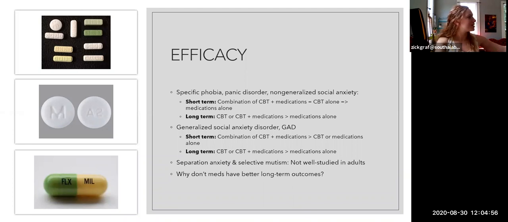So in terms of efficacy, sorry, cat's eating my plant.